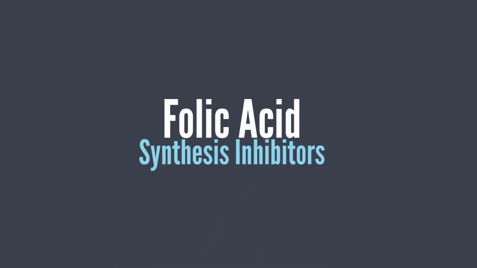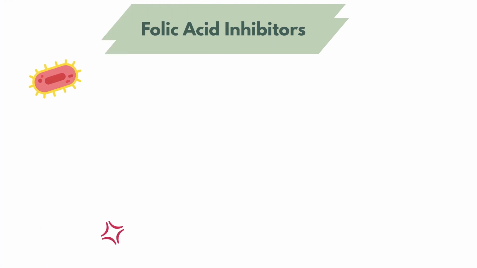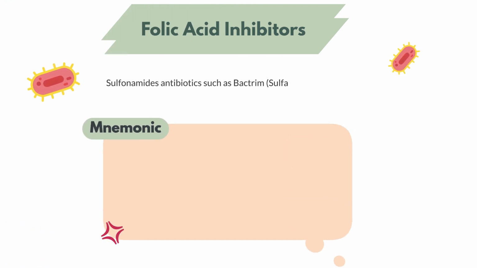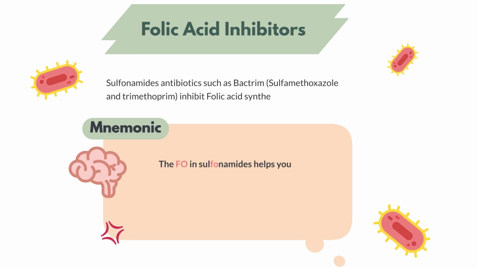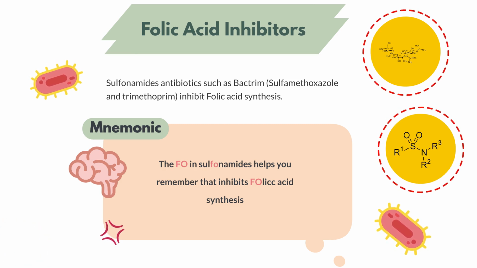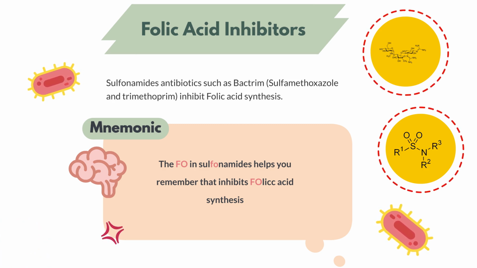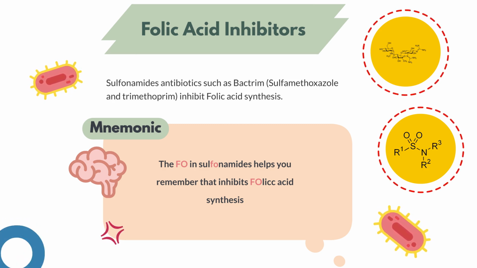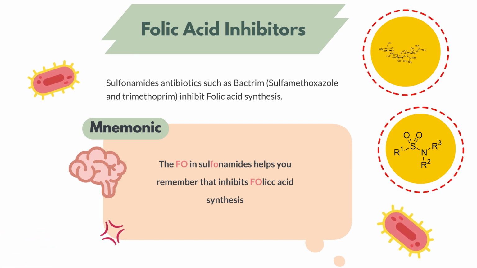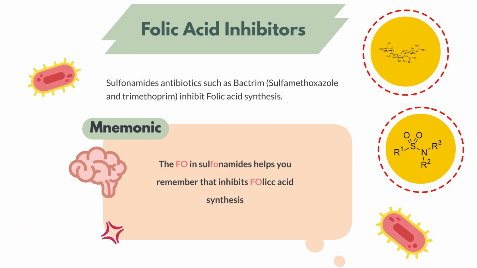Finally, we arrive at our last destination, the inhibitors of folic acid synthesis. Folic acid is an essential component for bacterial growth and reproduction. Antibiotics like sulfonamides and trimethoprim impede the synthesis of folic acid, depriving the bacteria of this critical nutrient. As a result, the bacterial population dwindles, unable to replenish their supplies and ultimately meet their demise.